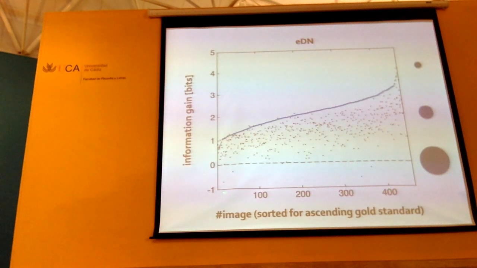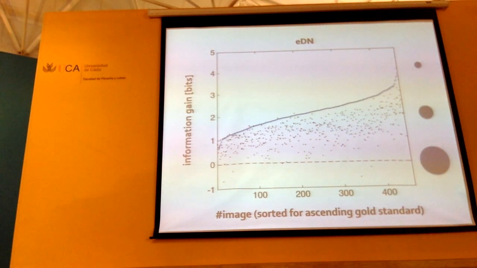So the blue line here shows you how much information gain the gold standard, basically the posterior distribution, has relative to the center bias based on the gold standard. The best images in this data set had more than 4 bits, and the worst images had less than 1 bit. So for some images, also empirically, you cannot predict more than whether people will look left or right on average.